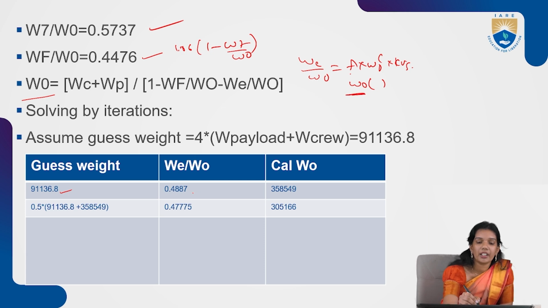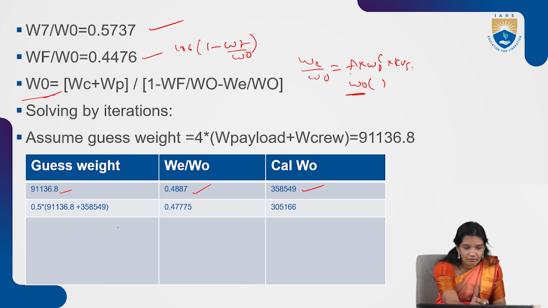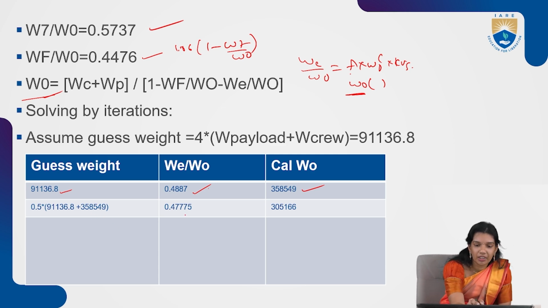Substitute your W naught here and get the value. From there, I'm going to calculate my W naught, the calculated W naught, right? Again it is going to be the same, right? So again, when you go and calculate now the answer, it is going to be different, right? So now again I find out the WE by W naught, then again your calculated weight, right? So this procedure is going to be repeated.